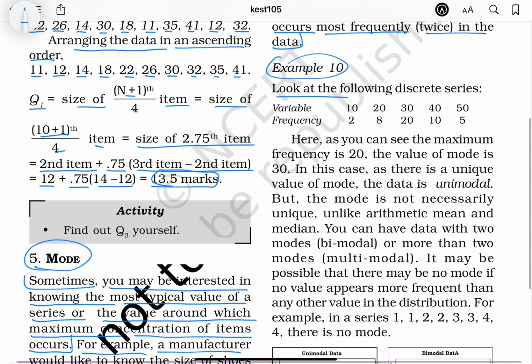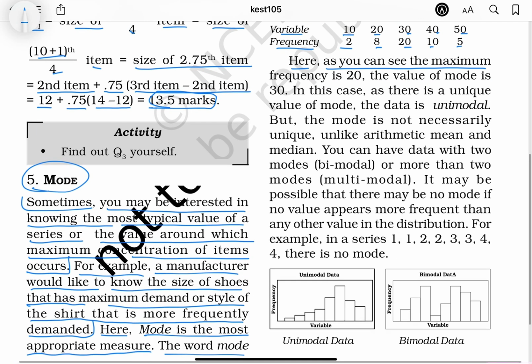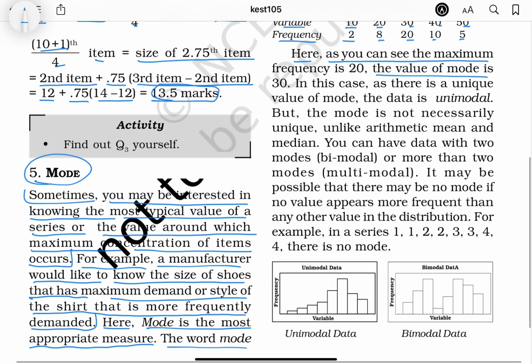Example 10. Look at the following discrete series. Variable: 10, 20, 30, 40, 50. Frequency: 2, 8, 20, 10, 5. Here, as you can see, the maximum frequency is 20. The value of mode is 30.